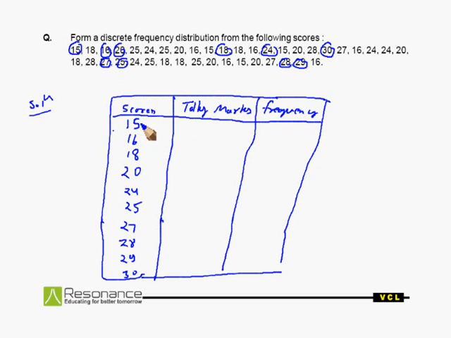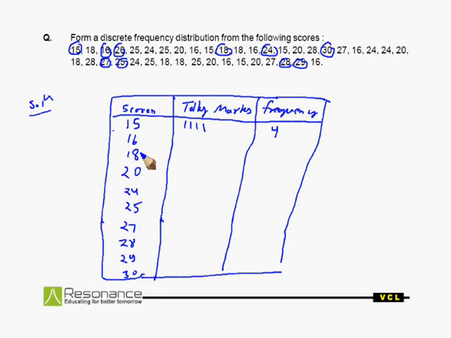Now, the first score is 15. We have to count how many times 15 occurs in this table. 15 occurs 1, 2, 3, 4 times. We draw 4 tally marks, and we write the frequency 4. It means 15 occurs 4 times.